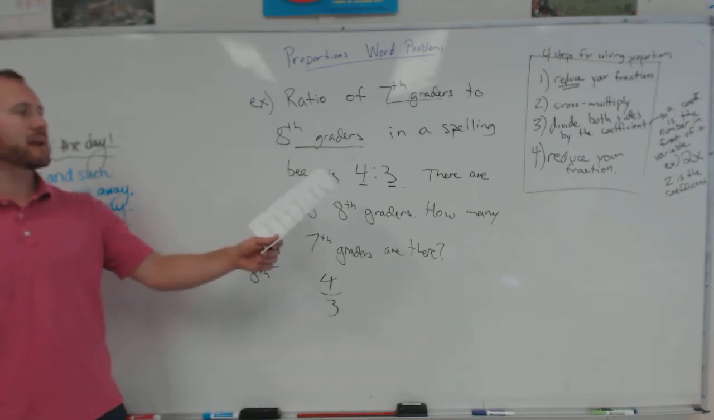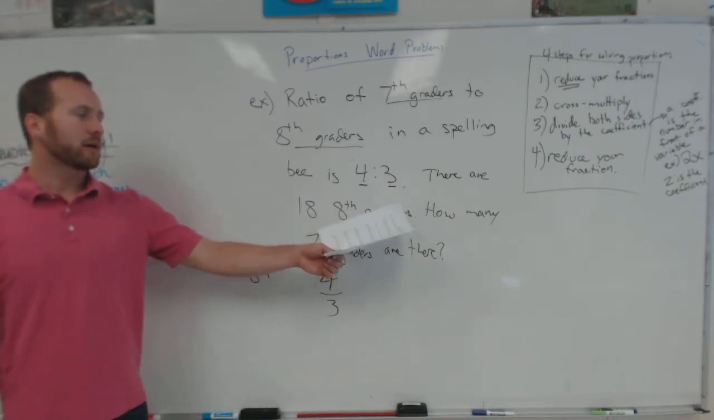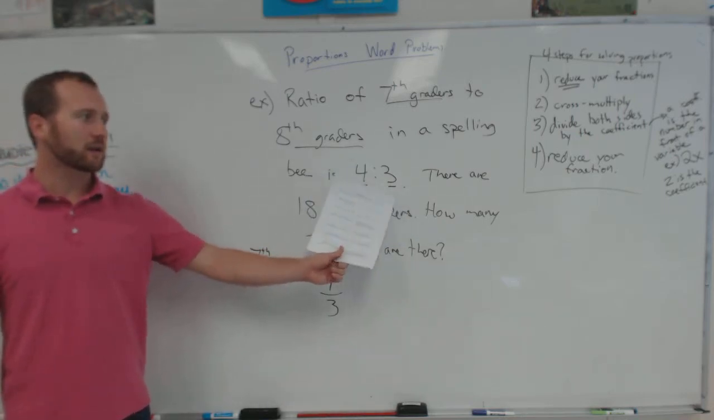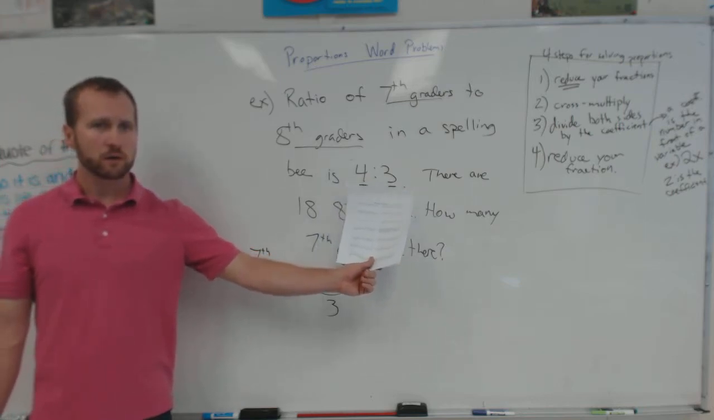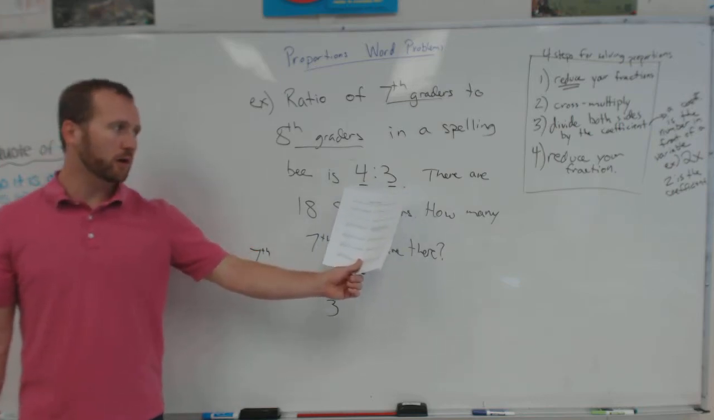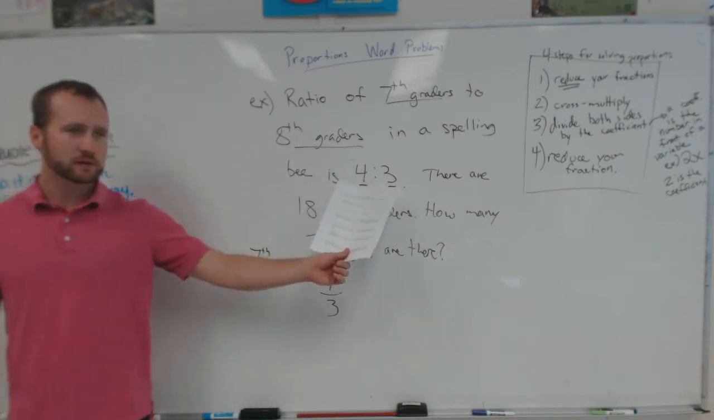And so when they say 4 to 3, how many 7th graders are they saying in this ratio? There are 4. For every how many 8th graders? 3.